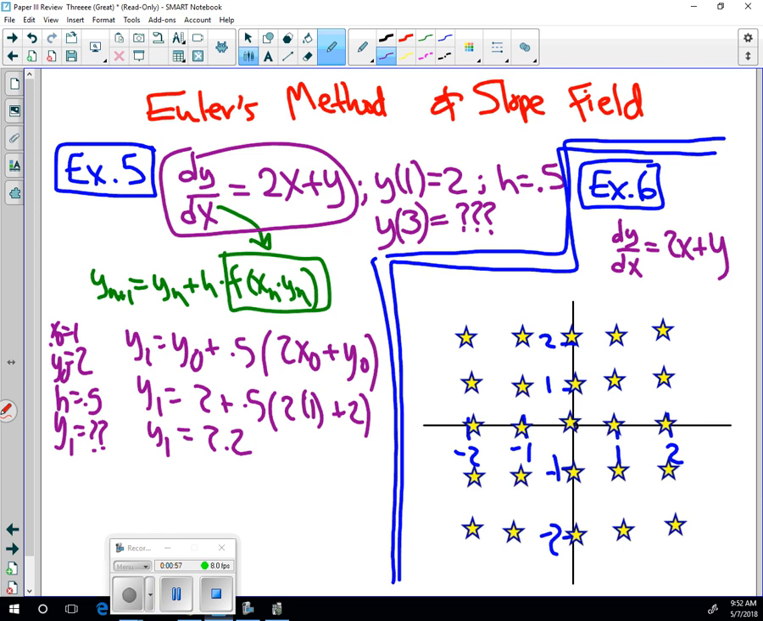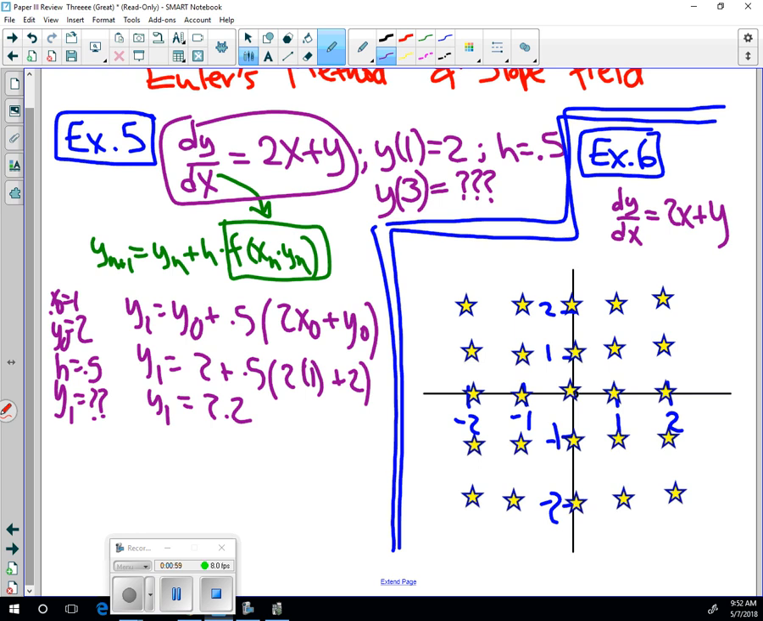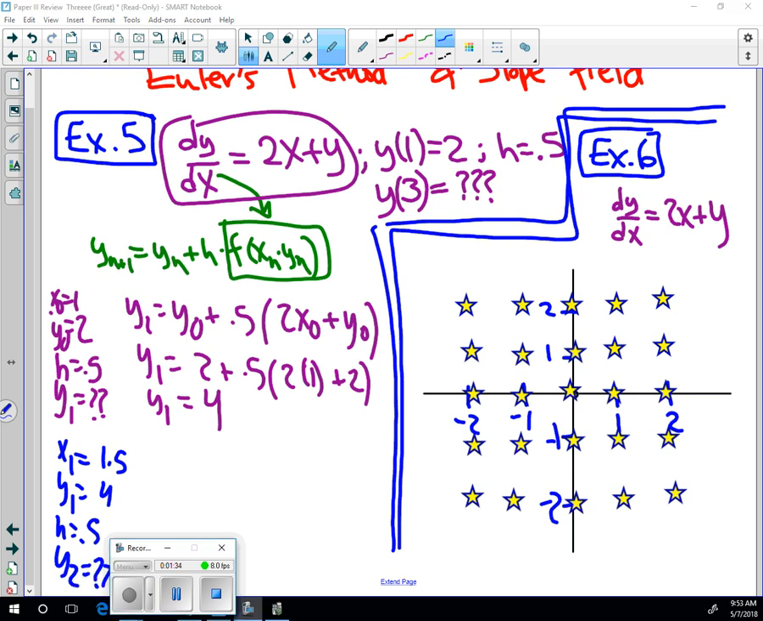So now you do the next one. Oh, yeah, this is 4 times 0.5, yep. So this will be 2 plus 2 is 4. Thank you. All right, so now we're ready for the next one. Let's do another color here. x1 now is 0.5 from 1, so it'll be 1.5. y1 is 4. h is still 0.5, and we're going to find y2. That's what we want to find next.